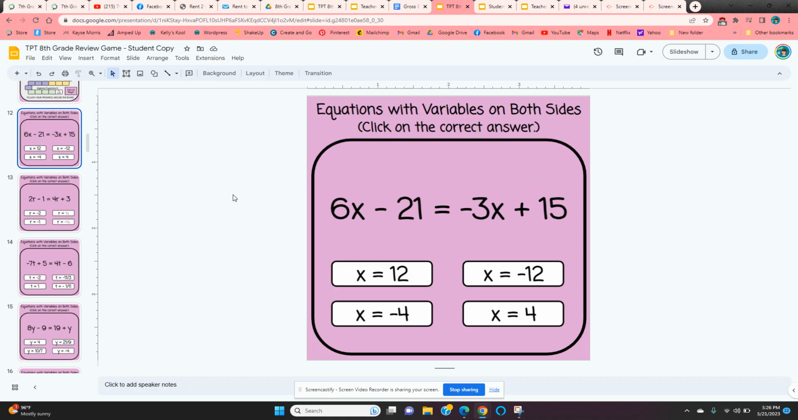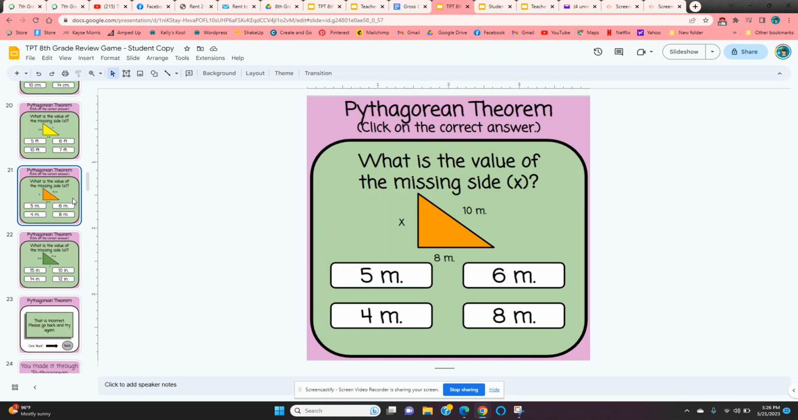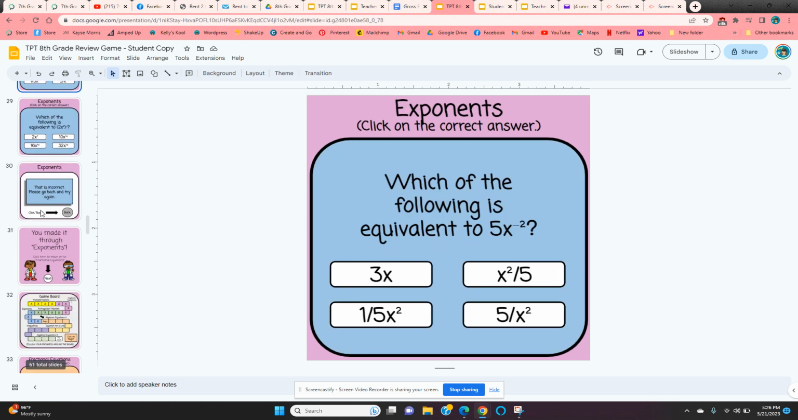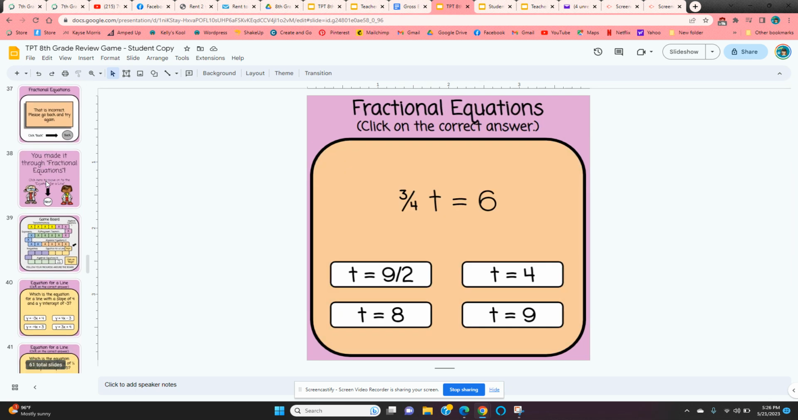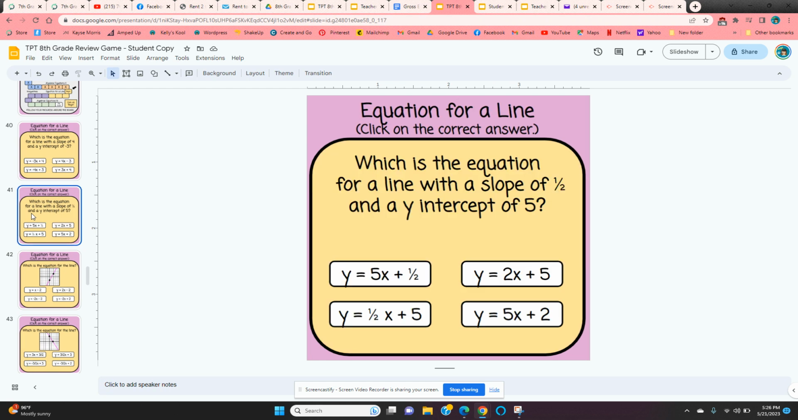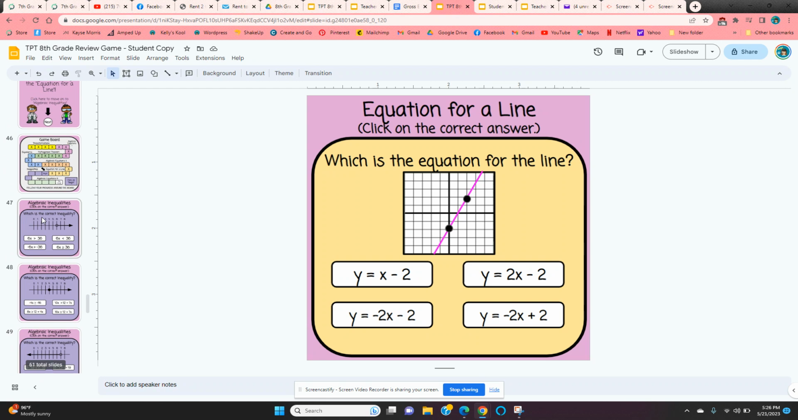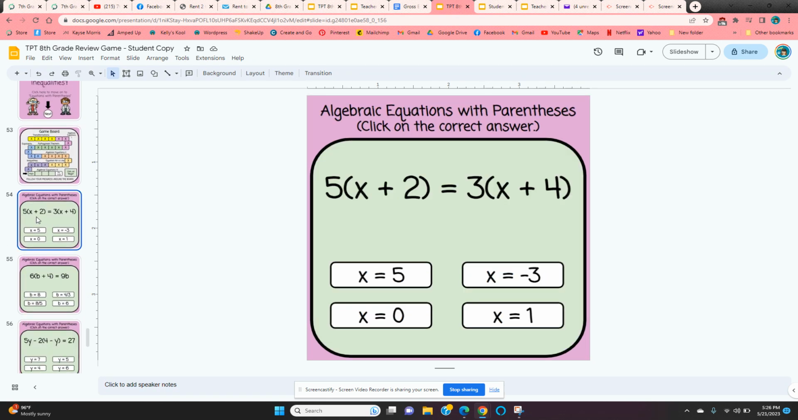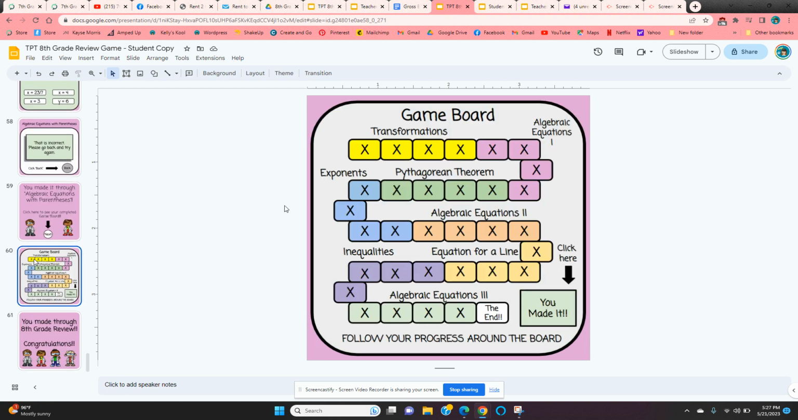This continues throughout the game. There are 8 different topics. There's some on the Pythagorean theorem, exponents, fractional equations, the equation for a line, inequalities, and equations with parentheses. So when they get to the end, they'll see the completed game board.